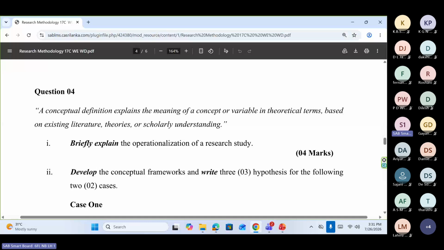scales to apply in measuring the identified research variables for the study.